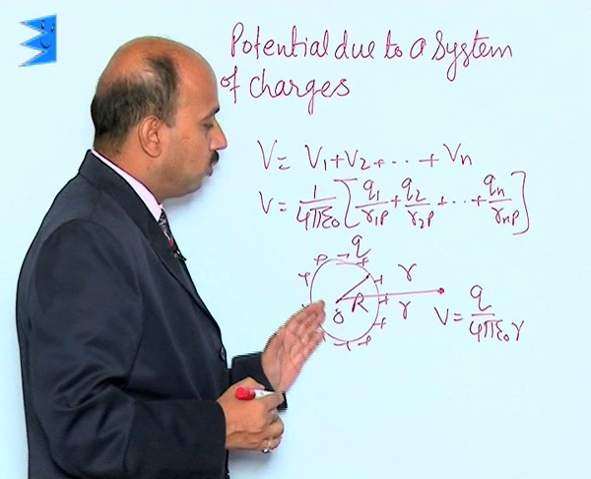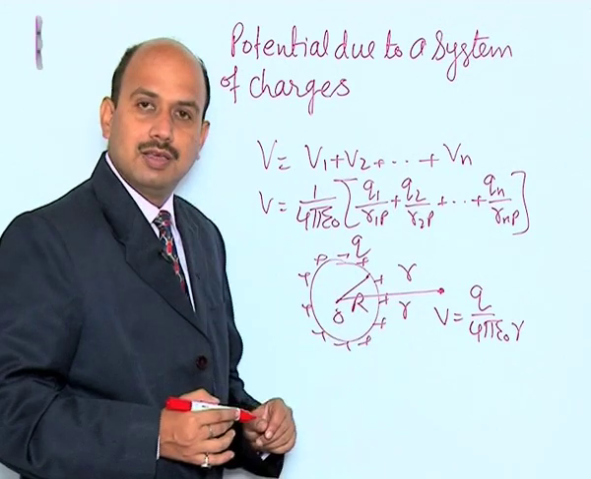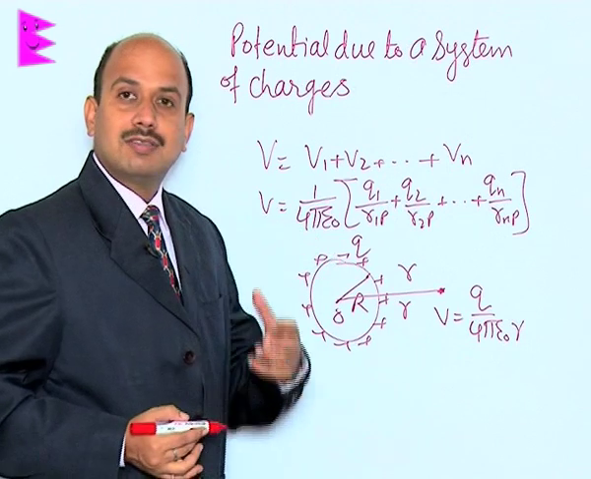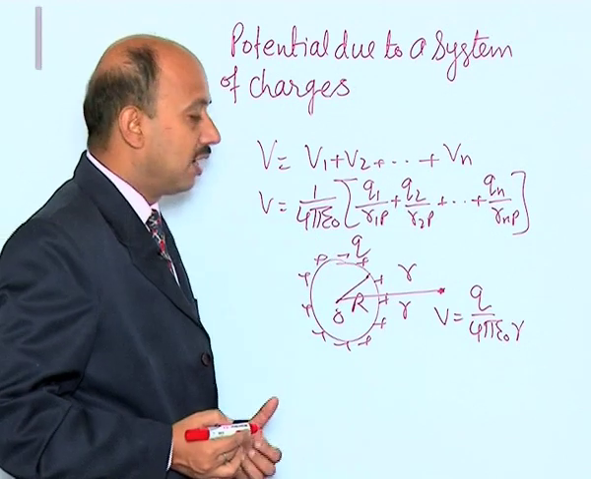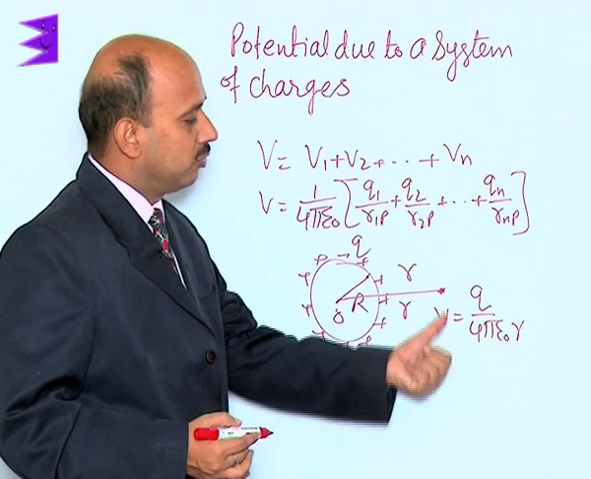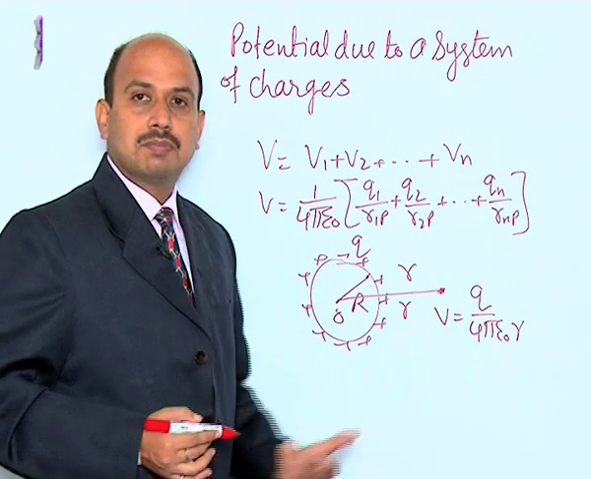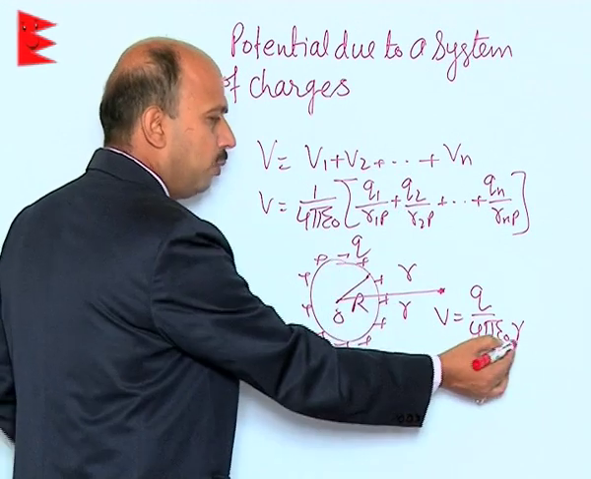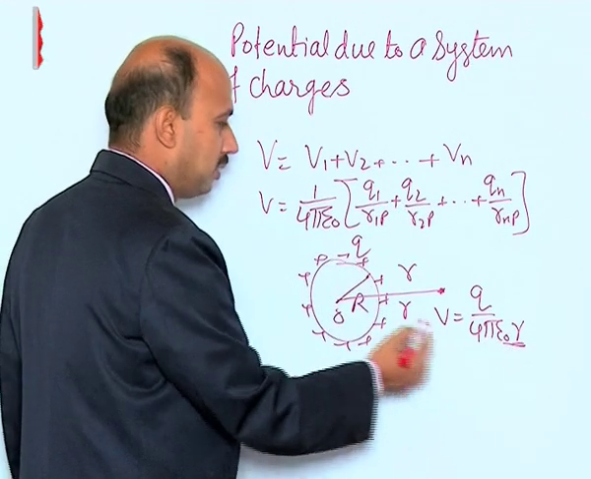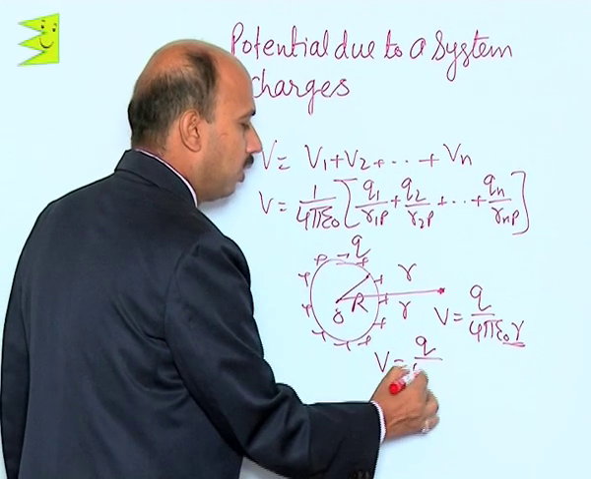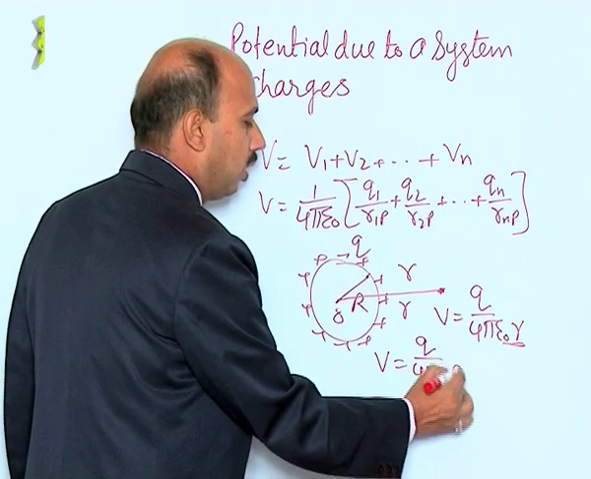It means that outside, if r is much greater than the radius, the shell behaves as if all the charges of the shell are concentrated at the point O, and the total potential at this point is given by Q upon 4 pi epsilon naught r. If you want it on the surface, we replace small r by capital R, and we get Q upon 4 pi epsilon naught R here.